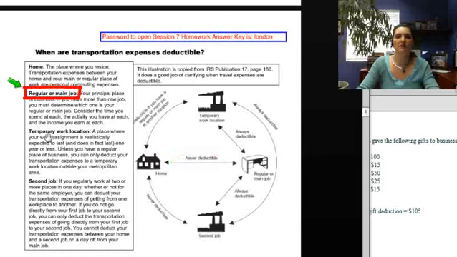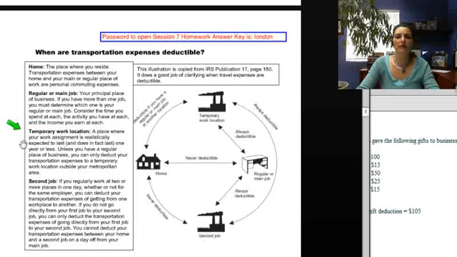What is your regular or main job? Well, your principal place of business is your regular or main job, and if you have more than one job, you must determine which one is your regular or main job. Consider the time you spend at each, the activity you have at each, and the income you earn at each. Temporary work location. This is a place where your work assignment is realistically expected to last and does in fact last 1 year or less.